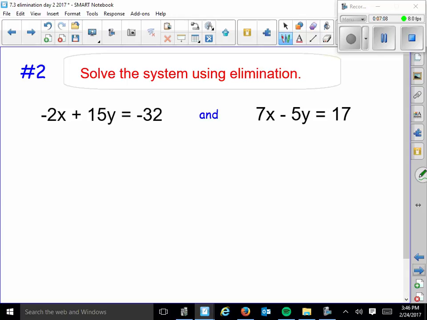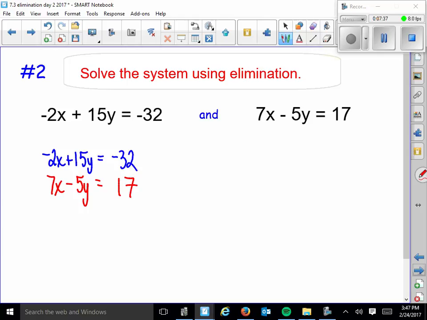Negative 2x plus 15y equals negative 32, and 7x minus 5y equals 17. The first thing I'm going to do is line the two equations up. We always want to be as efficient as possible.